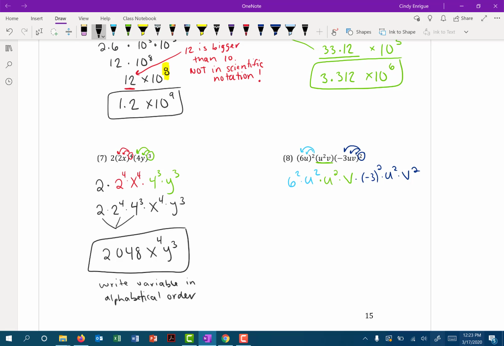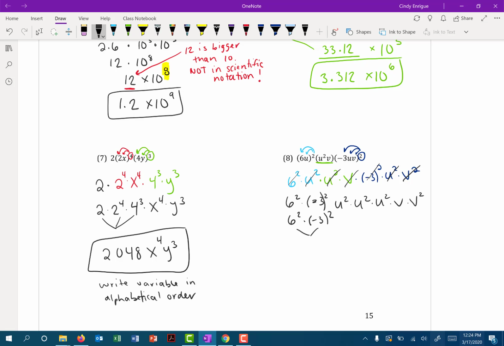So I'm going to rewrite it so I have my numbers first, and then my variables in alphabetical order. I know I have my 6 squared, dealt with that. I have my negative 3 squared, dealt with that one. Now I have a u squared, and a u squared, and another u squared. And I have a v, and a v squared. And I just cross them out so that I don't lose track of what I'm doing. So now I have 6 squared times negative 3 squared.